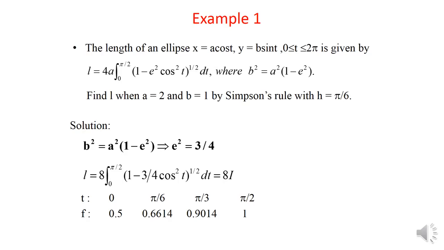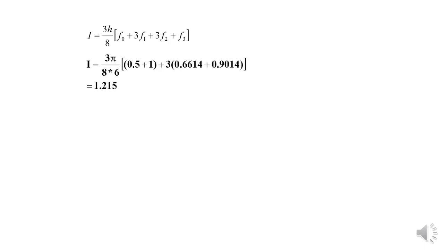Now we calculate the values of f at each value of t, and we substitute here in this tabular form. Now we calculate I by using Simpson's 3/8 formula. We put 3h/8 [f0 plus 3f1 plus 3f2 plus f3], and we substitute these values here. We get the value of I as 1.215. Now our integral was 8 into I, so we multiply it by 8 and get the value 9.7207. Thank you.